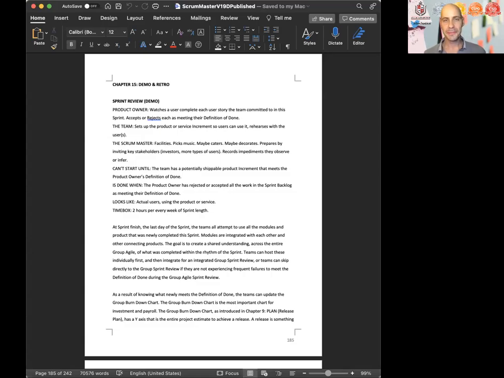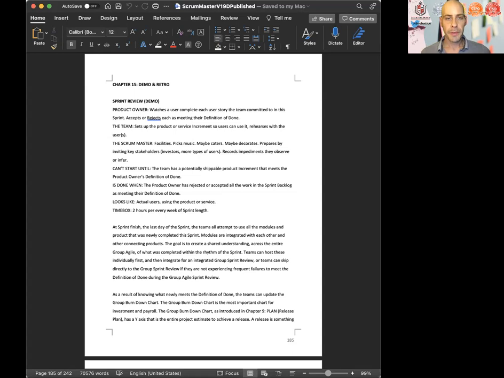Chapter 15, Demo and Retro, or Sprint Review, Demo, Demonstration, and Retro, Retrospective, or Sprint Review. Sprint Retrospective. Sprint Review, Demo.